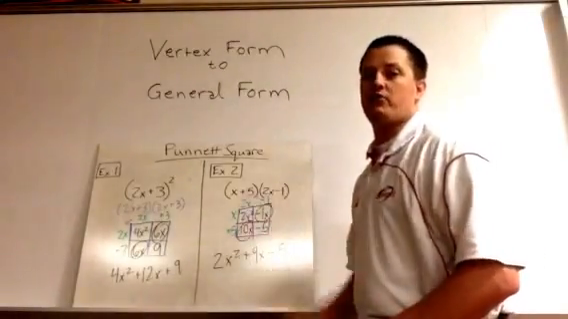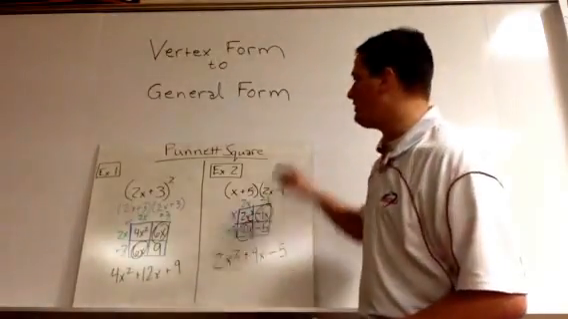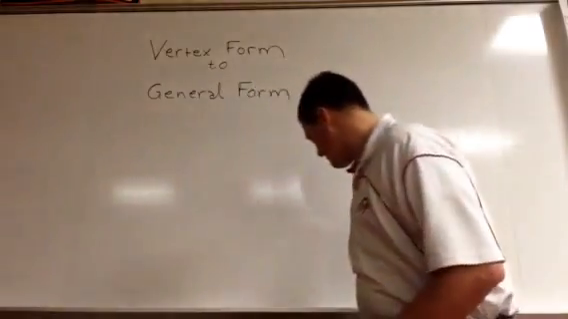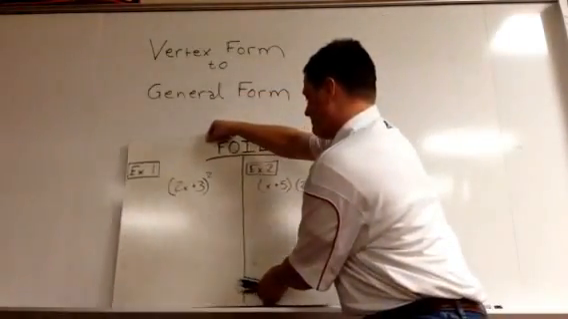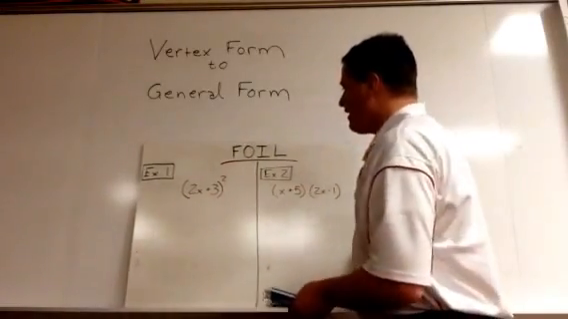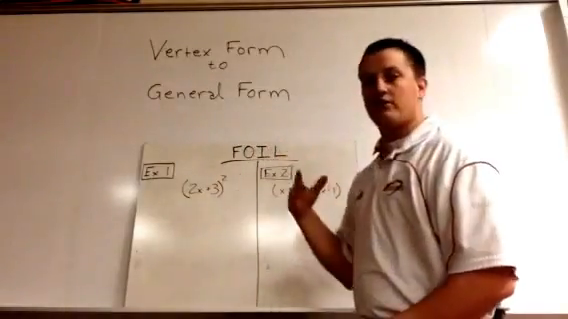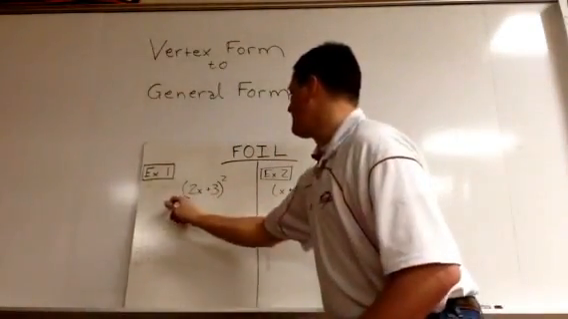I'm going to do these same 2 problems using the FOIL method so you can compare and contrast the 2 methods. Alright, FOIL stands for first, outside, inside, last. To do this method, we can't write it as a square. We have to rewrite it.